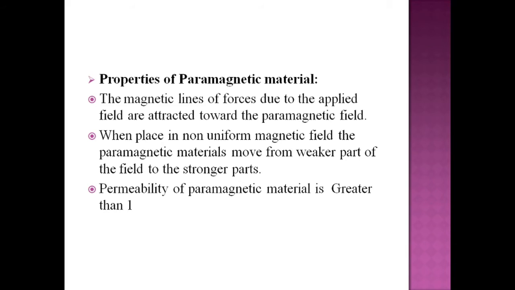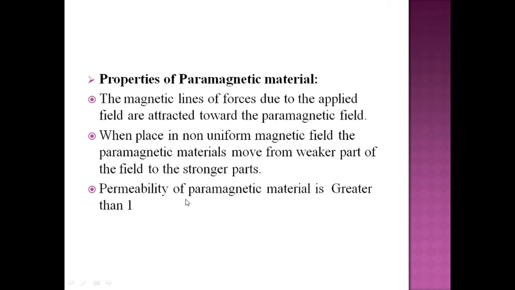Now, properties of paramagnetic material. First property: the magnetic lines of force due to the applied field are attracted towards the paramagnetic material. Second property: when placed in a non-uniform magnetic field, the paramagnetic materials move from the weaker part of the field to the stronger part.